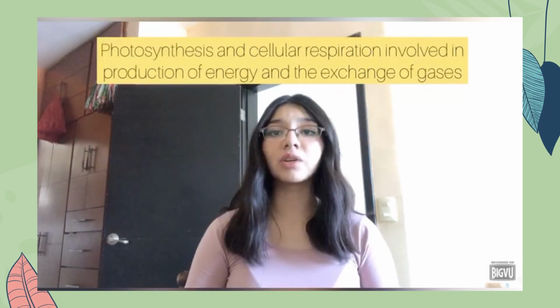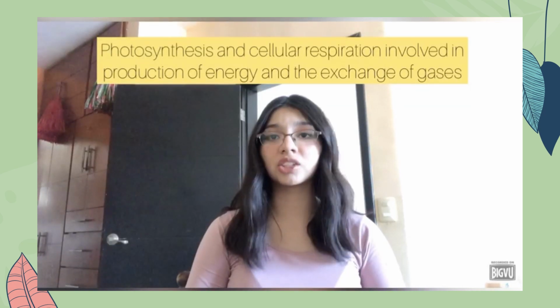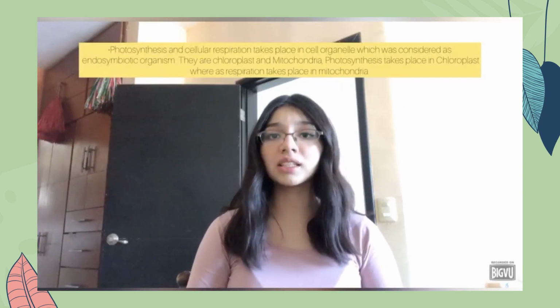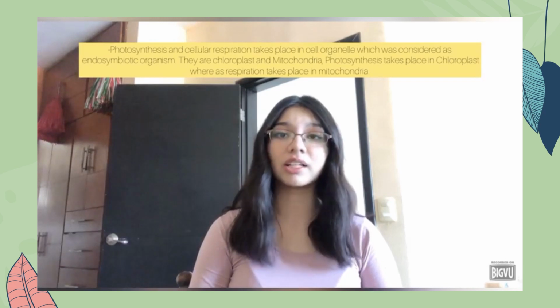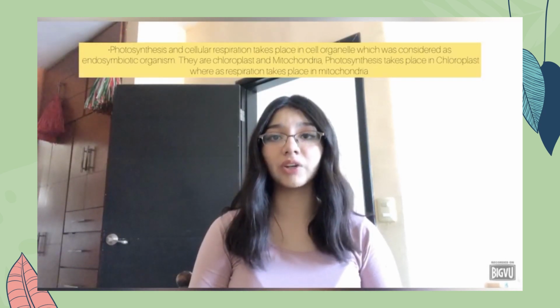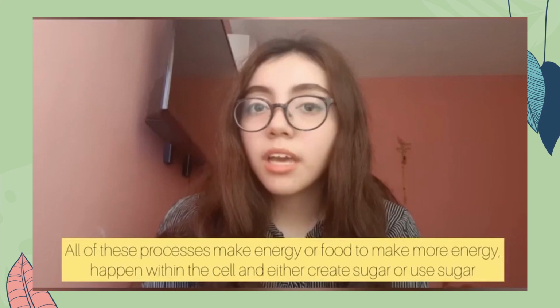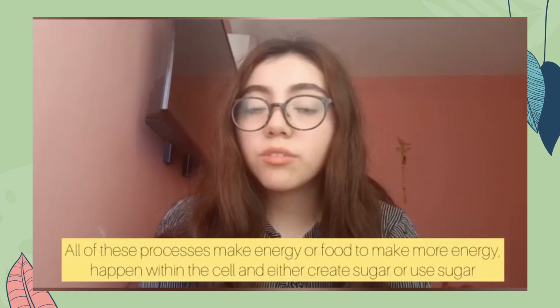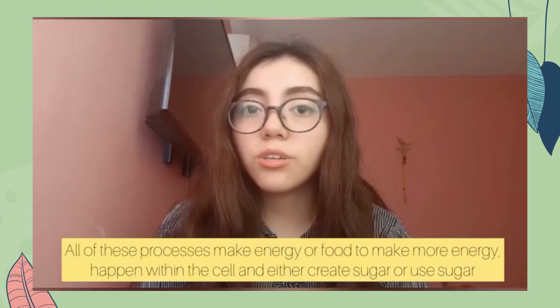Photosynthesis and cellular respiration are involved in the production of energy and the exchange of gases. Photosynthesis and cellular respiration take place in cell organelles which are considered to be endosymbiotic organisms. They are the chloroplast and mitochondria. Photosynthesis takes place in the chloroplast, whereas respiration takes place in the mitochondria. All of these processes make energy or food to make more energy happen within the cell, and neither creates sugar or uses sugar.